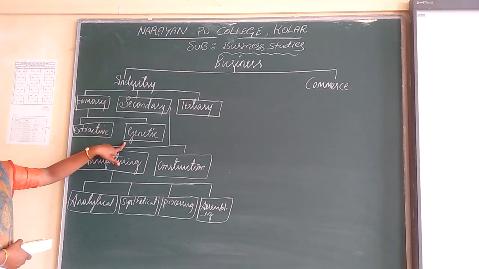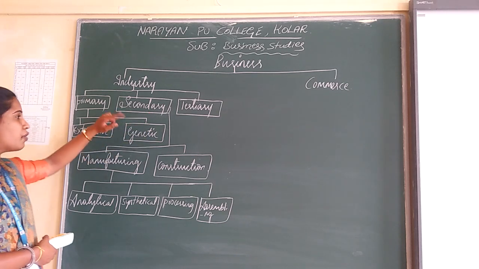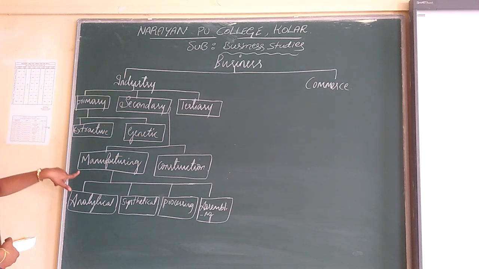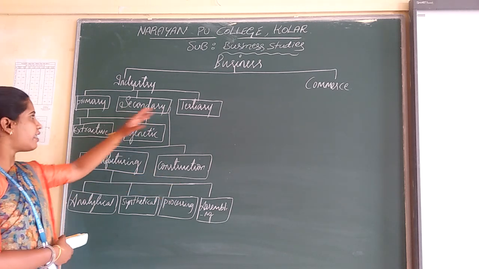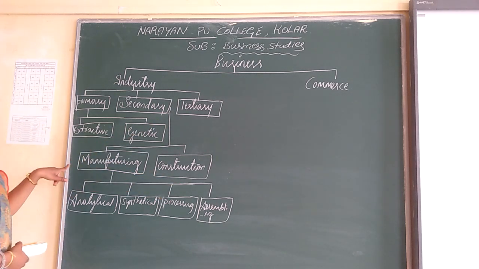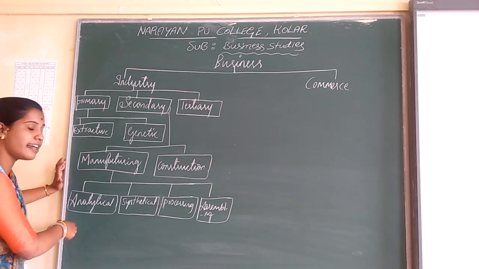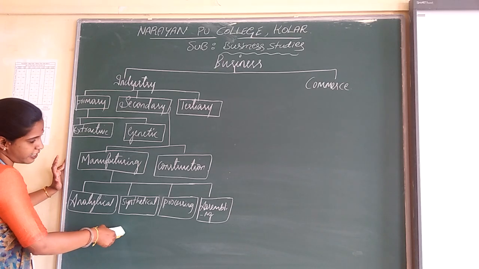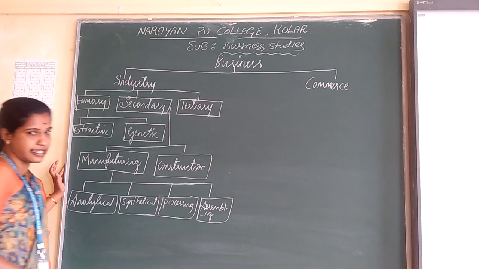And again, in secondary industry we classify into two types: manufacturing industry and construction industry. And manufacturing industry we classify into four types: analytical industry, synthetical industry, processing industry, as well as assembling industry.